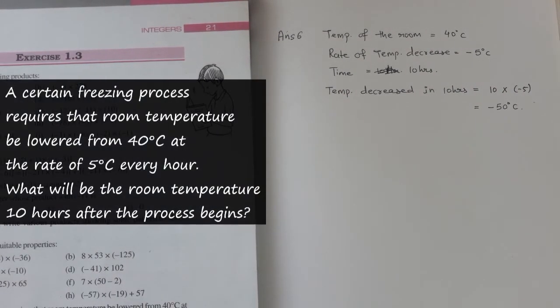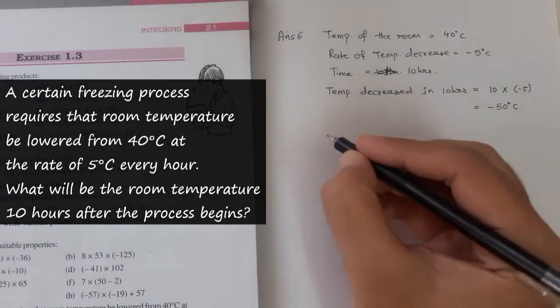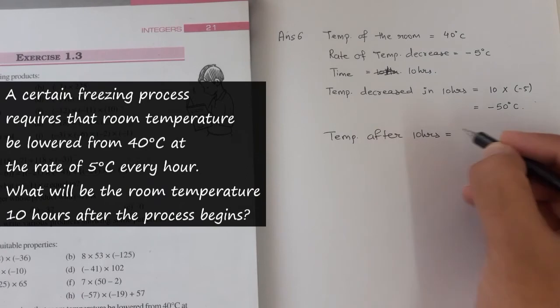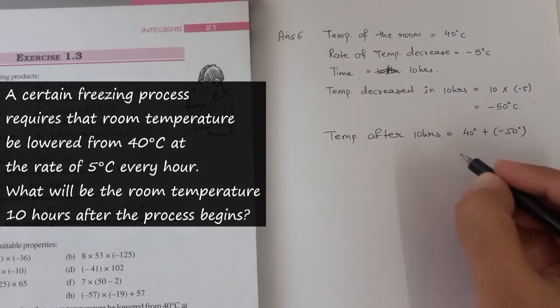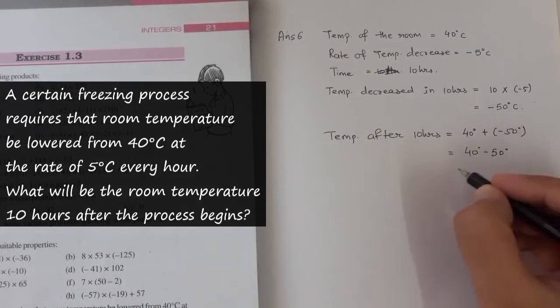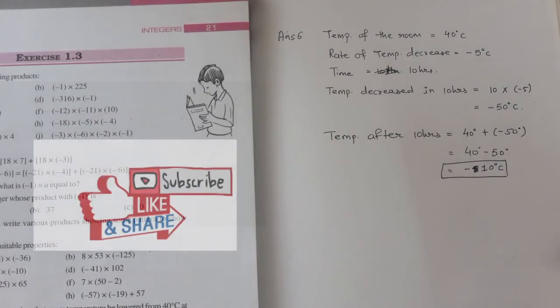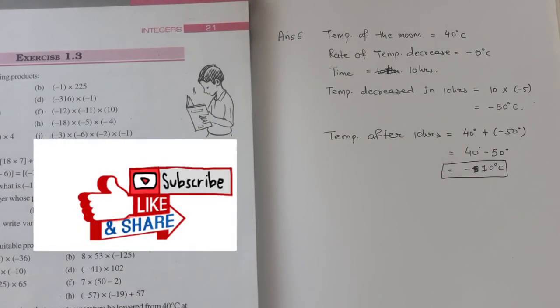So to find the exact temperature after 10 hours, we have to, like, when anyway we are moving, so temperature, we can say that temperature after 10 hours is minus 10 degrees Celsius.